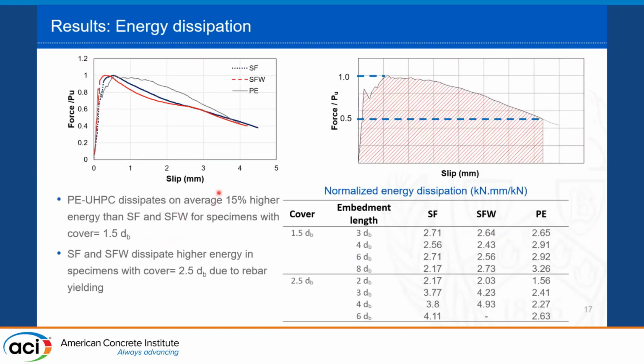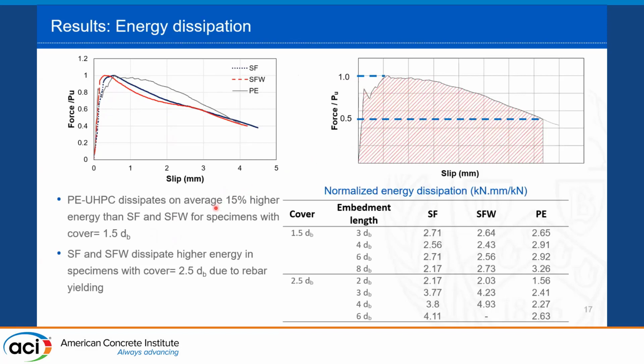So to compare different materials, I compared the energy dissipated by different specimens. To do that, first I got the normalized curve by dividing the pull-out values by the peak capacity of each specimen. So each specimen in this case goes from 0 to 1, and then the energy dissipation is calculated as the area under the curve until the load drops to 50% of the peak strength.